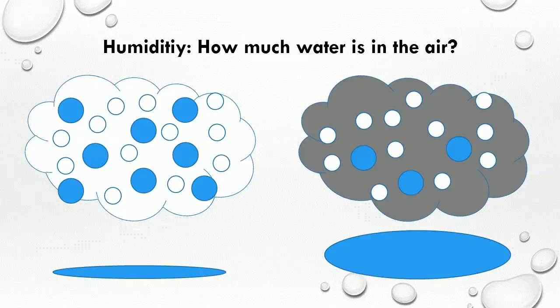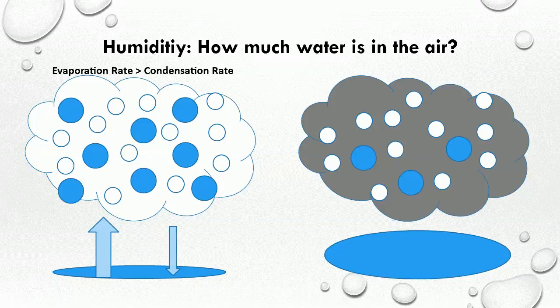Let's consider a typical daily temperature cycle. During the day, when the outside air temperature is higher, there is more energy available in the air, and liquid water evaporates at a faster rate than water vapor condenses. At night, when the outside air temperature begins to cool, there's less energy available in the atmosphere, and water vapor condenses at a faster rate than liquid water evaporates.